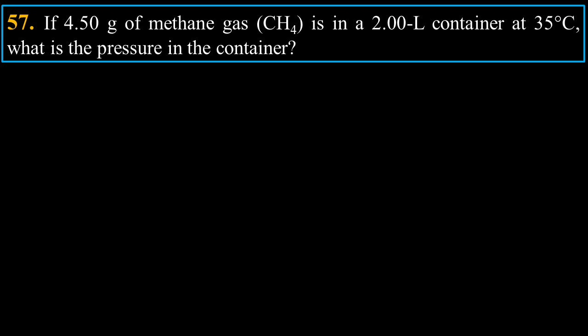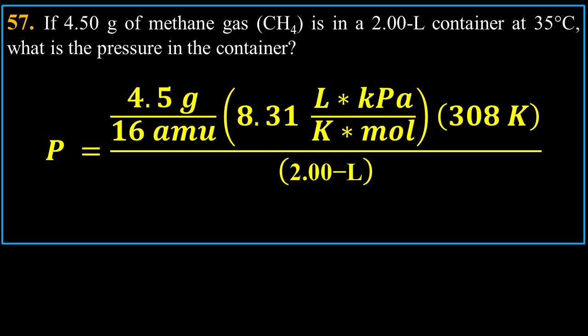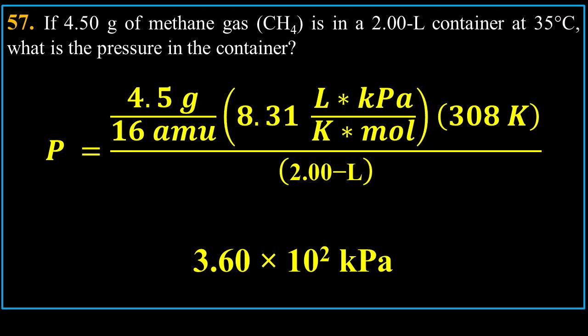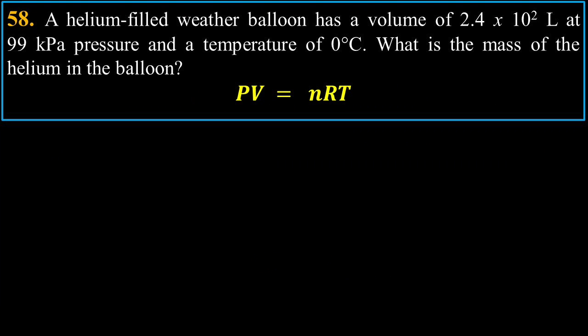If 4.5 grams of methane is in a 2 liter container at 35 degrees Celsius, what is the pressure of the container? And there's the next step. I kind of gave you the answer and then divided it by 2. That's okay. And that's the answer, again, as I said, 3.6 times 10 to the 2 kilopascals. So it's a little bit of an emphasis on dividing it by 2. I was surprised I didn't do that.